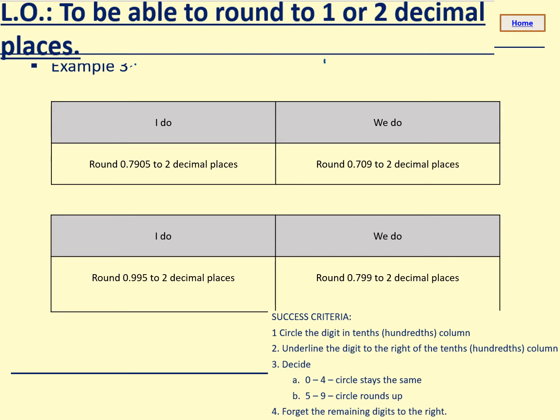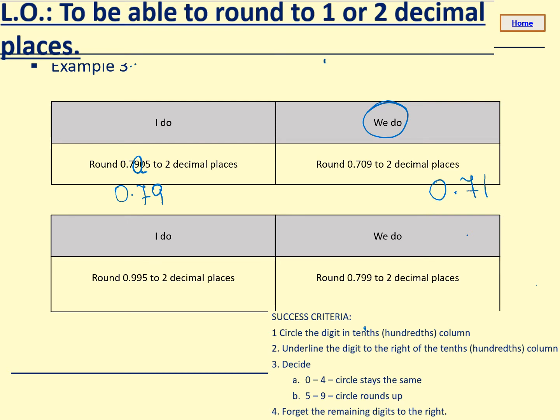Example 3. Round 0.7905 to 2 decimal places. Again, I circle the second number after the decimal point, 1, 2. Underline the digit next to it, it's 0. 0 is between 0 and 4. The circled digit stays the same. So it's 0.79. Ignore everything after that. And that's it. Now pause this video and have a go at we do. Okay, if you have 0.71, well done.